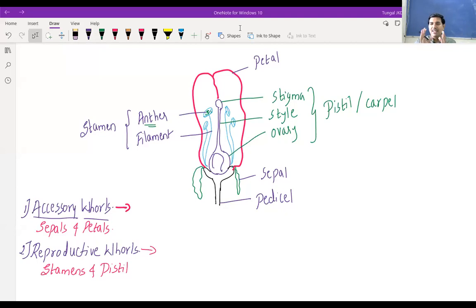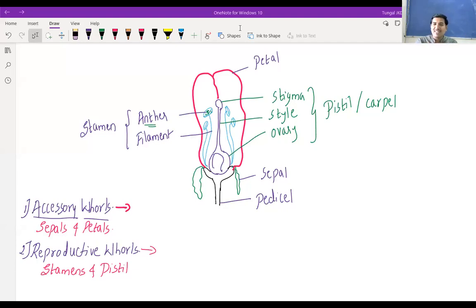Now here the carpel or pistil consists of three parts. What are those? First part stigma, second part style, and the third part is ovary. Stigma is the first part where it receives the pollen grain. Style is a long tube-like structure that helps in transport of the pollen grains. Ovary is at the base, inside the flower base. That's why ovary is said to be the basal swollen part of a pistil.